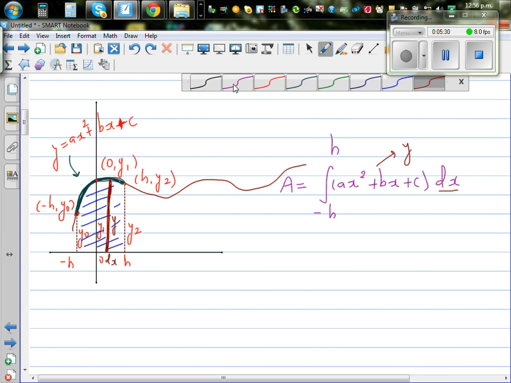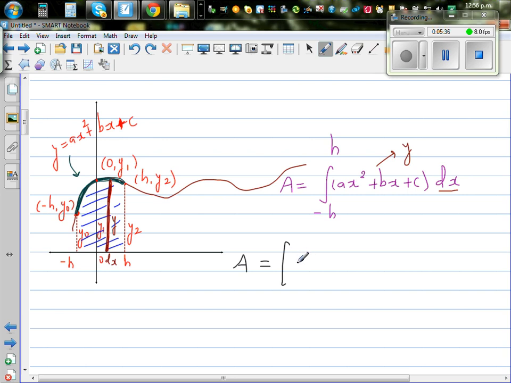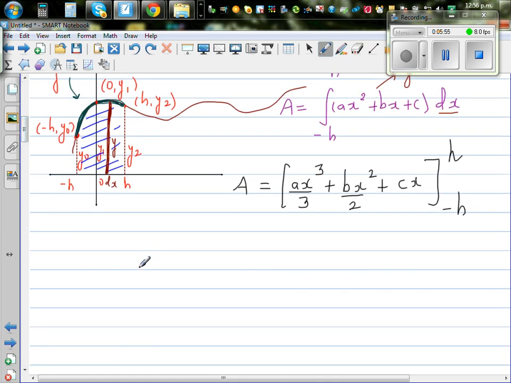Using integration, the area would be the integration of ax squared, which is ax cubed over 3, plus the integration of bx, which is bx squared over 2, plus the integration of c, which is cx, with limits of integration from minus h to h. Let's substitute the values. Putting h here, this will be a h cubed over 3 plus b h squared over 2 plus c h, minus what you get by putting minus h here.